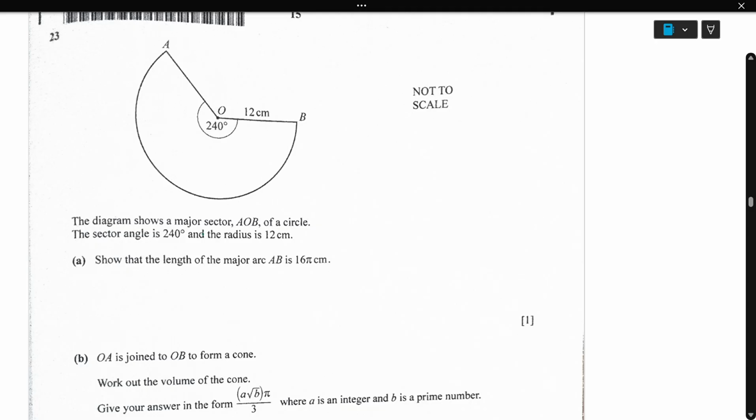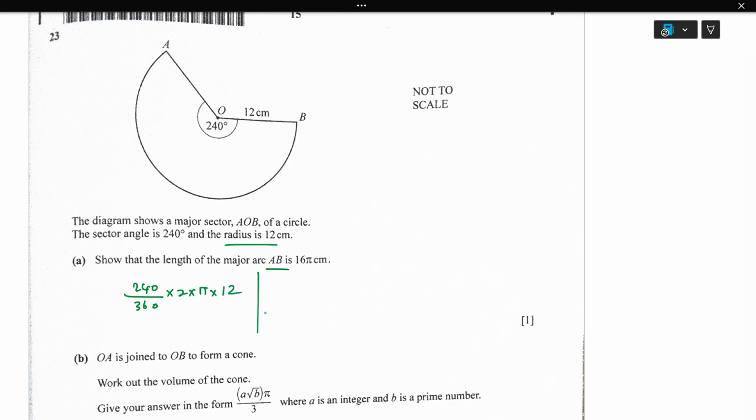Next, question number 23. A diagram shows a major sector AOB of a circle. The sector angle is 240 and the radius is 12. Show that the length of the major arc AB is 16 pi. So length of the major arc is 240 over 360 times 2 into pi into radius, which is 12. Simplifying, 3 and 8, so 8 times 2 is 16, so 16 pi. So we proved it is 16 pi.